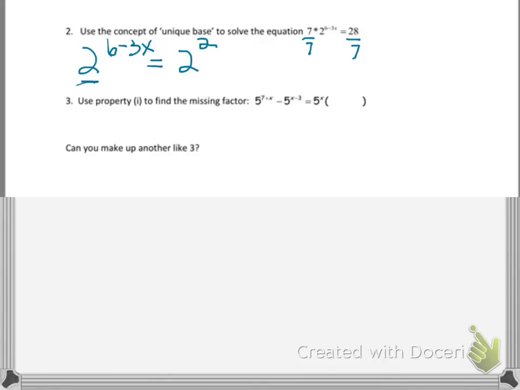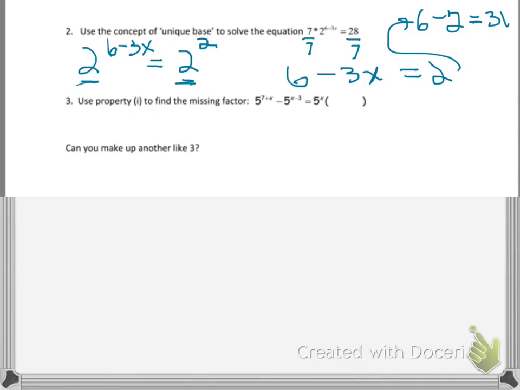Now we have the same base. In order for these two things to be equal on either side of the equation, the only way that's going to happen is if the exponents are equal, because we already have the same base. So take your exponents, which are 6 minus 3x, and set it equal to 2. I'm going to do this up here. So 6 minus 2 equals 3x.